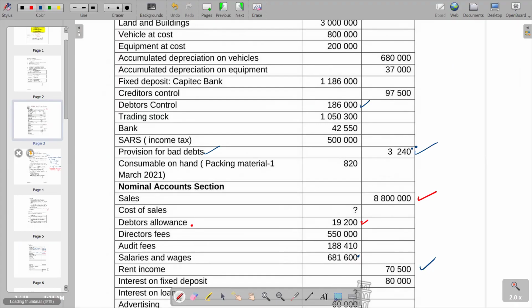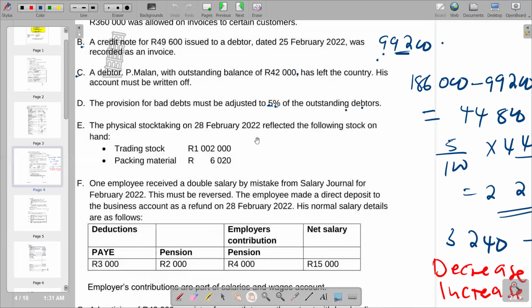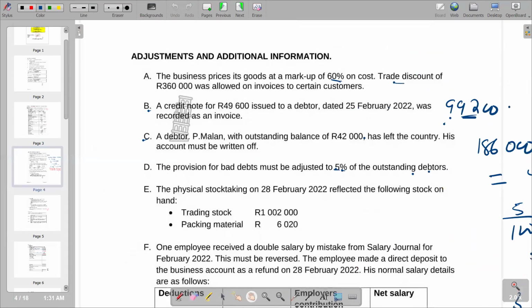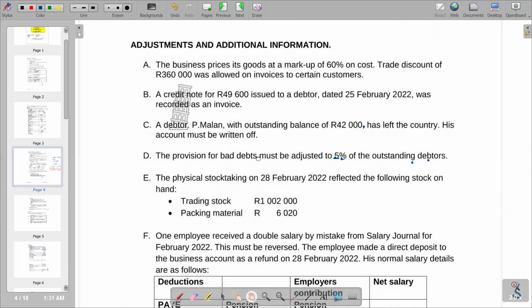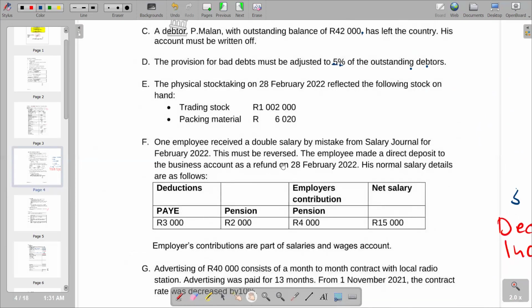So if you go to Excel information, we can just try to go to our Excel information. We go down Excel information by Excel information, try to check if we have got anything that is affecting our salaries and wages. So if you go down to F, we've got something that is going to affect our salaries and wages. One employee received a double salary by mistake from salary journal for February 2022, this must be reversed. The employee made a direct deposit to the business bank account as a refund on 20th February 2022. His normal salary details are as follows.